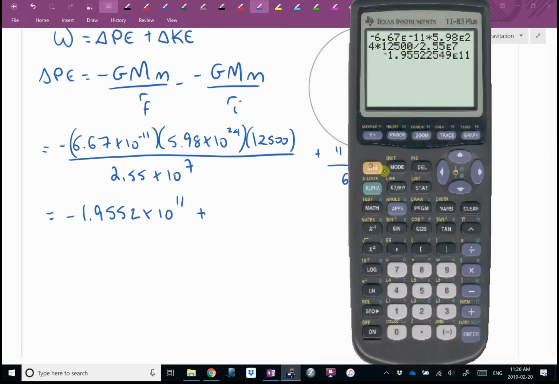Plus, delete the negative. 6.38 times 10 to the 6th. 7.8148 times 10 to the 11th.